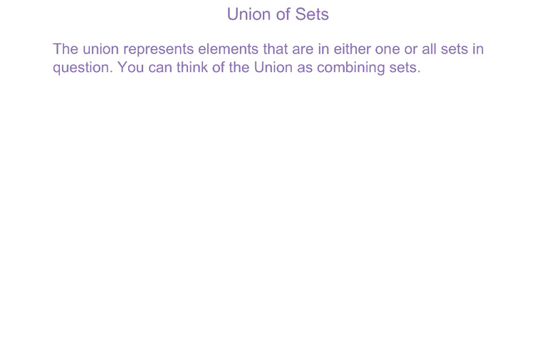Next, we're going to look at the union of two sets. The union represents elements that are in either one or both of the sets. You can think of union as combining two or more sets. Okay, so let's look at an example. We're going to use the same sets from before. That is, A is a set that contains 2, 4, and 6. B is the set that contains the elements 1, 2, 3, 6, and 7. And C is the set that contains the elements 1, 2, 4, 7, and 10.